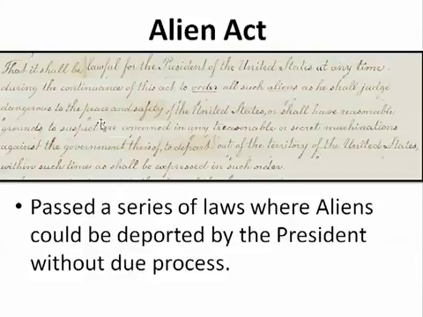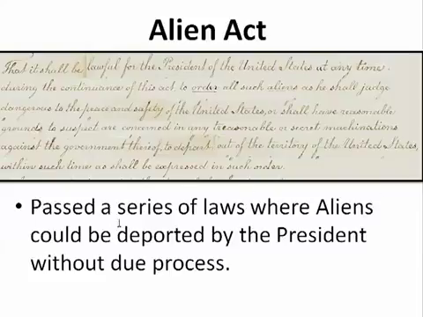The Alien Act, here it says that it shall be lawful for the President of the United States at any time during the continuance of this act to order all such aliens as he shall judge dangerous to the peace and safety of the United States, and shall have reasonable grounds to suspect are concerned in any treasonable or secret machinations against the government thereof, to deport out of the territory of the United States within such time as shall be expressed in such order.